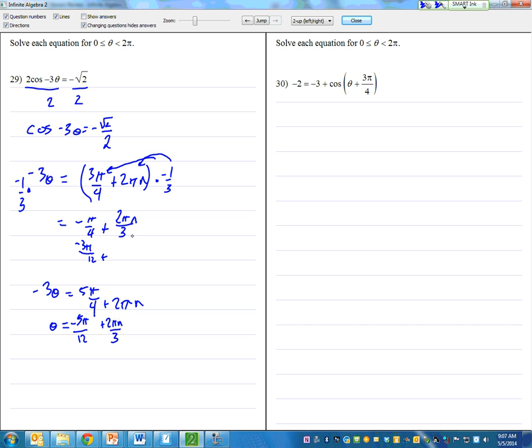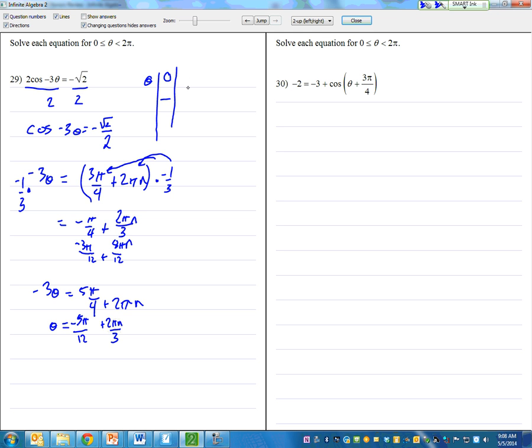Plus, I'm going to times this one by 4, 8 pi twelfths, or 8 pi twelfths n, with my n on top. Now I'm going to start plugging in values there. So if I create my little table here, this is my theta value. If I plug in 0, that's going to give me a negative value, so I don't want that. So I'm not going to plug in 0.